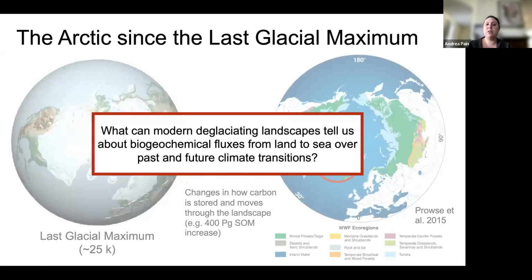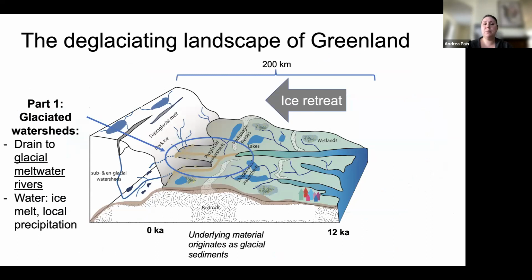So I'll be looking at the modern deglaciating landscape of Greenland to look at how biogeochemical fluxes from land to sea could have operated in the past and may operate in the future. Greenland presents an interesting place to look at some of these processes because it is currently deglaciating.